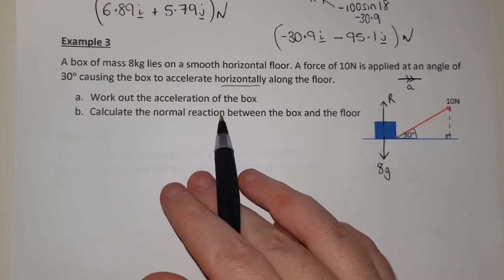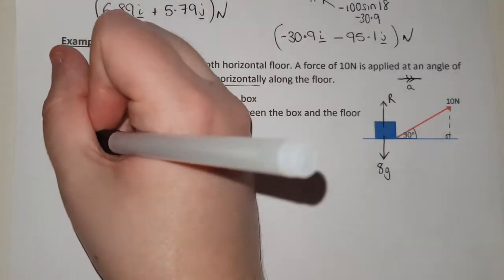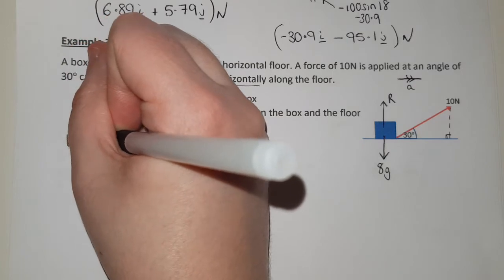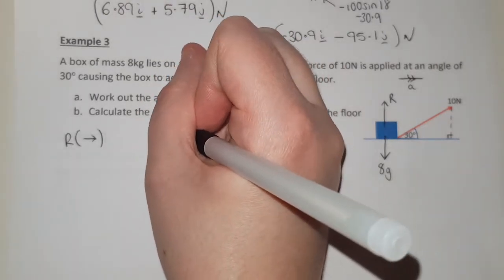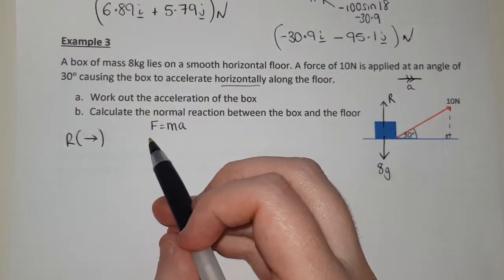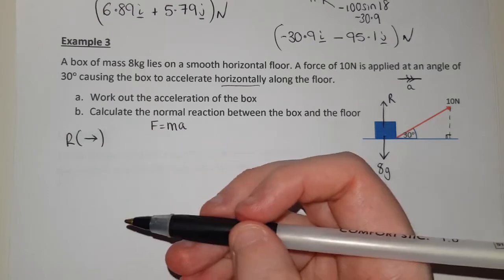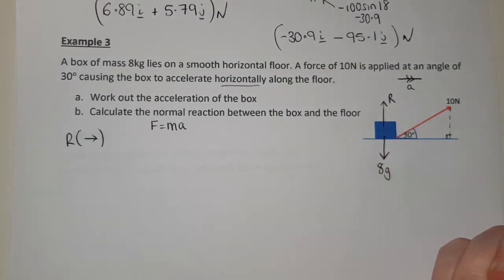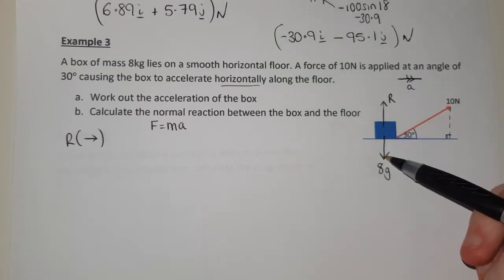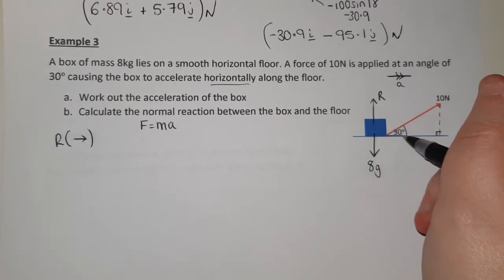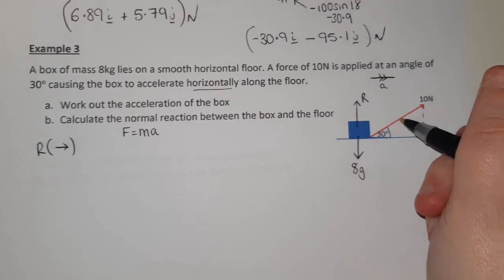So if we want to work out the acceleration of the box, we obviously need to resolve our forces in a horizontal direction. Again, stick with your direction of motion. So this is using F equals ma. So you do the resultant of your forces. So any forces pulling in the direction we're after are positive, any pulling against are negative. So the only force we've actually got acting horizontally is the horizontal component of the 10 newton force.